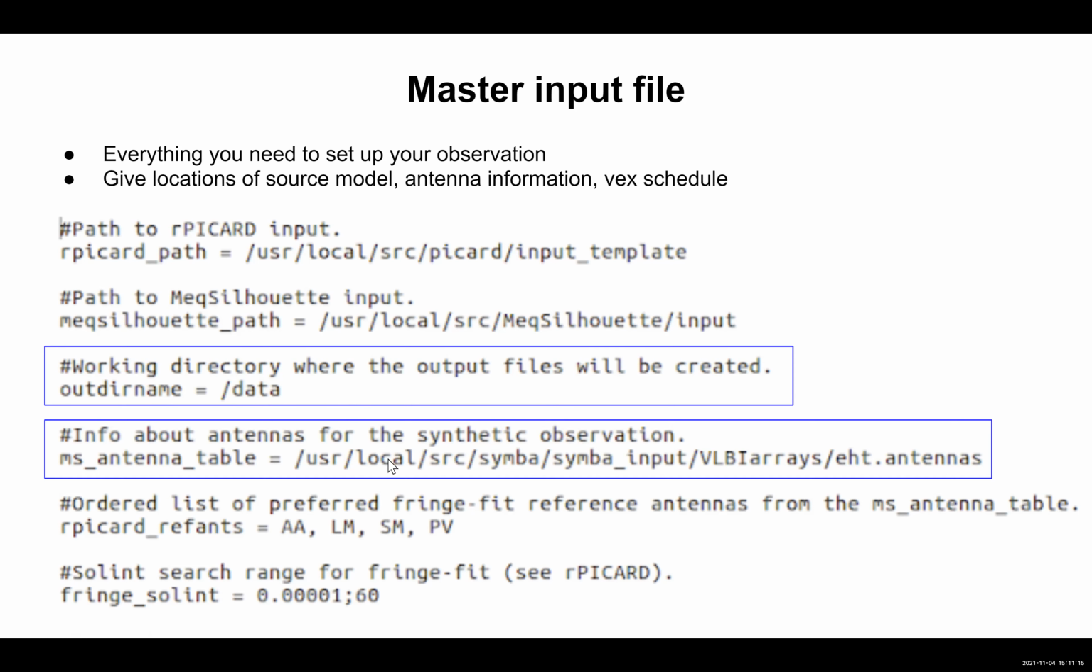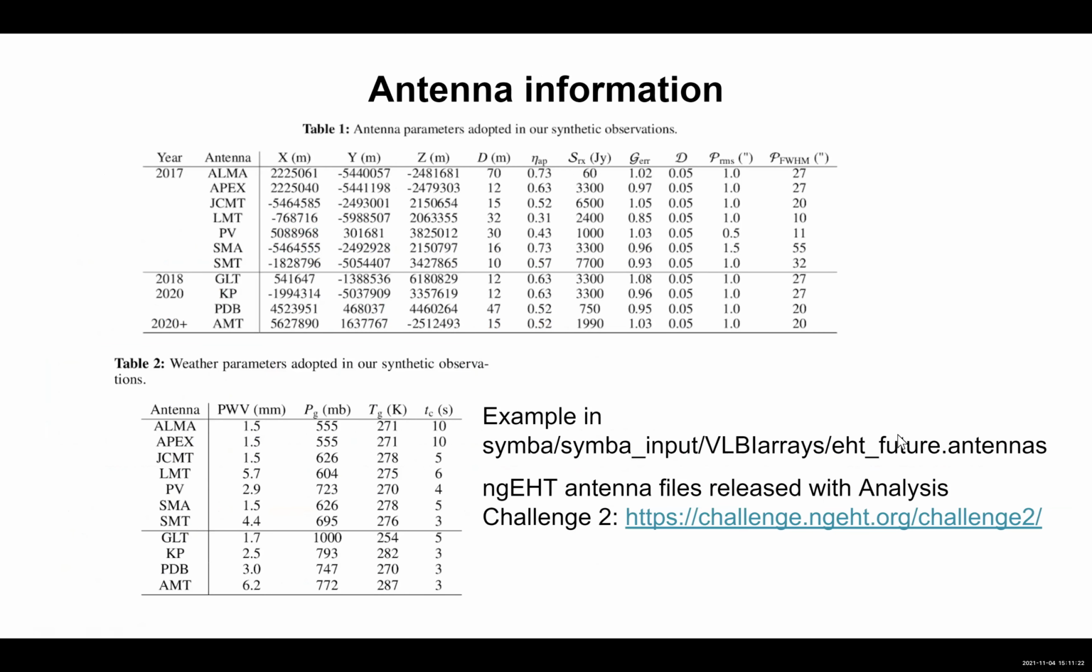You have to point to the antenna table where you have all the antenna information. And here's an example of the parameters that you can use. So this is a text file where for each antenna, you give the position, diameter, aperture efficiency, the receiver noise, and then these gain and leakage and pointing parameters. And also for each antenna, you can put in these weather parameters. And we have an example here in the SYMBA repository.